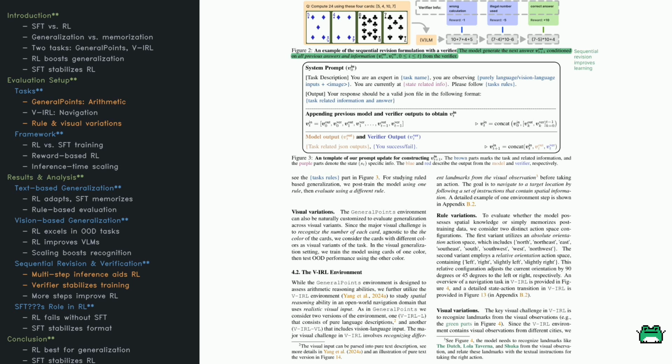The section also introduces visual and rule variations in tasks. For example, in the general points game, models must recognize numbers on playing cards, even if the colors change. In VIRL, the model has to identify landmarks and match them with navigation instructions. These variations test whether the model truly understands patterns or if it's just memorizing the training data. The key takeaway? Reinforcement learning with verifier feedback helps models improve step by step, making them more adaptable and better at generalization.